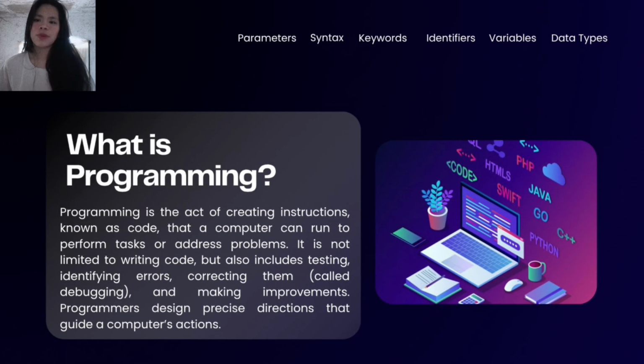But first, what is programming? Programming is the act of creating instructions known as code that a computer can run to perform tasks or address problems. It is not limited to writing code but also includes testing, identifying errors and correcting them, which is called debugging, and making improvements. Programmers design precise directions that guide a computer's actions.